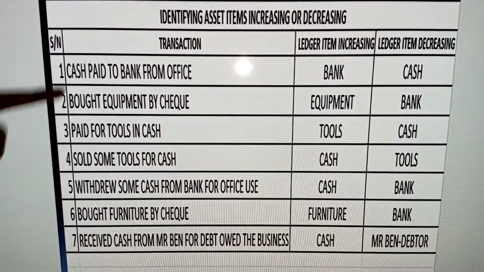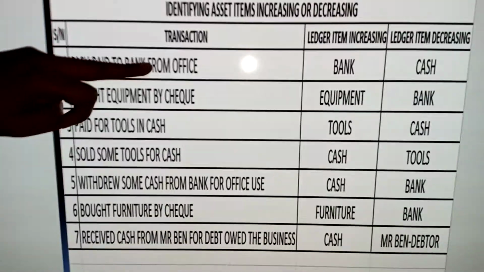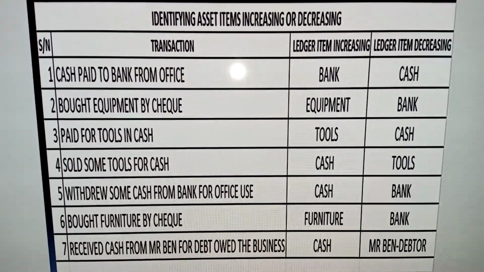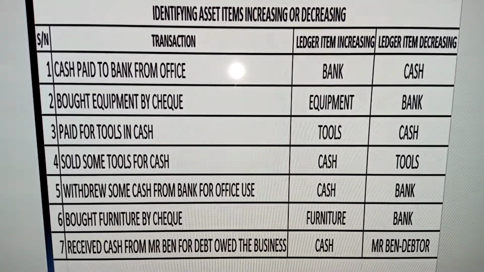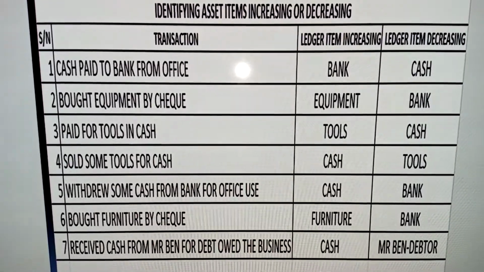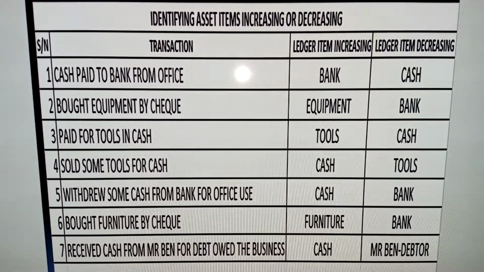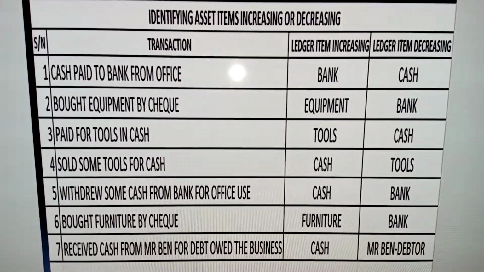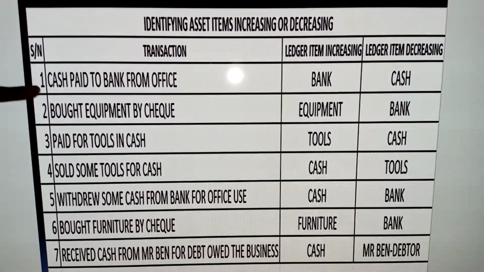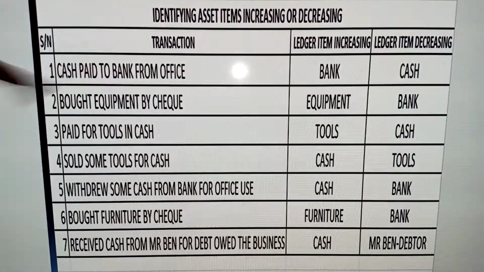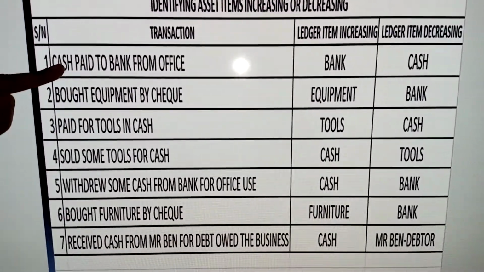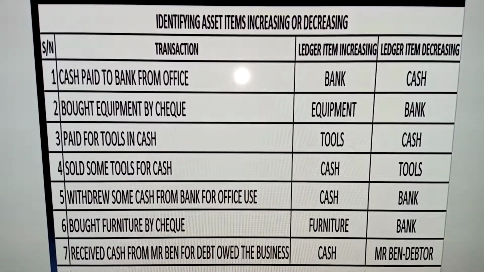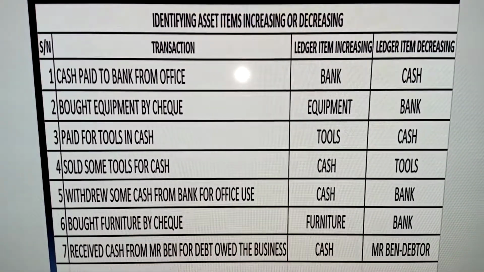So let's quickly take this. The first one there said cash paid to bank from the office. Remember, I told you that we have cash in the office and cash at bank. So when we hear cash, we're talking about the cash in the office. When you hear bank, we're talking about cash at bank. So in this transaction, there are 2 asset items, cash in hand and cash at bank.